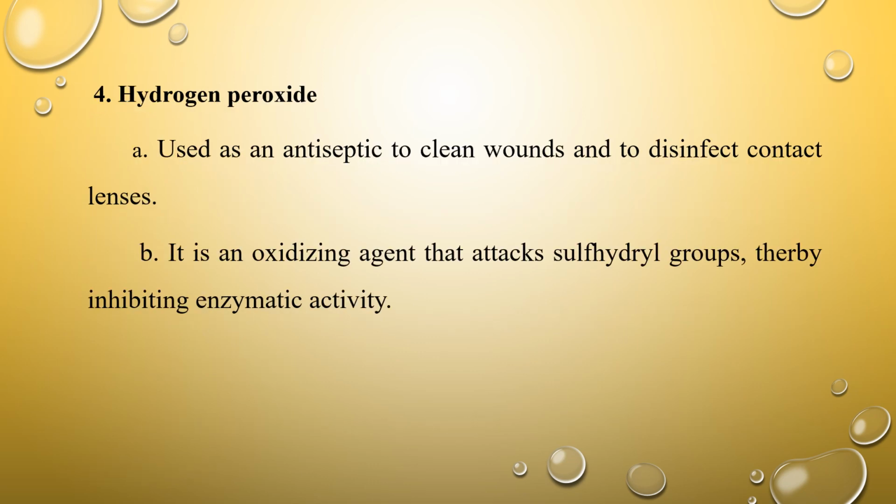Fourth one, hydrogen peroxide. Hydrogen peroxide is used as an antiseptic to clean wounds and to disinfect contact lenses. Its effectiveness is limited by the organism's ability to produce catalase, an enzyme that degrades hydrogen peroxide, because the bubbles produced when peroxide is used on wounds are formed by oxygen arising from the breakdown of hydrogen peroxide by tissue catalase. Hydrogen peroxide is an oxidizing agent that attacks sulfhydryl groups, thereby inhibiting enzymatic activity.